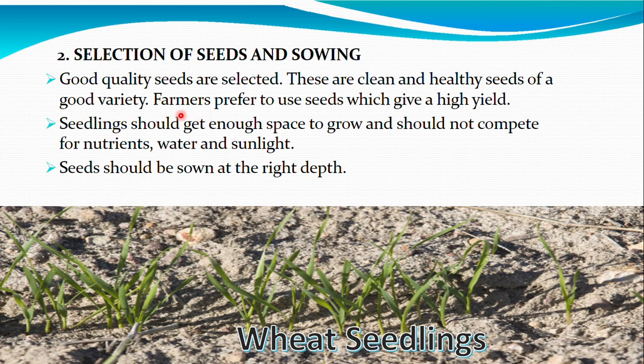The following factors must be considered while sowing seeds. Seedlings should get enough space to grow and should not compete for nutrients, water and sunlight. The second point is seeds should be sown at the right depth. You can see the picture over here. If they are too close to the surface, they may be eaten by birds, and if they are sown too deep, they may be deprived of air.